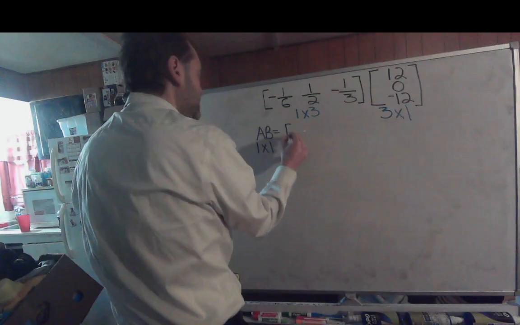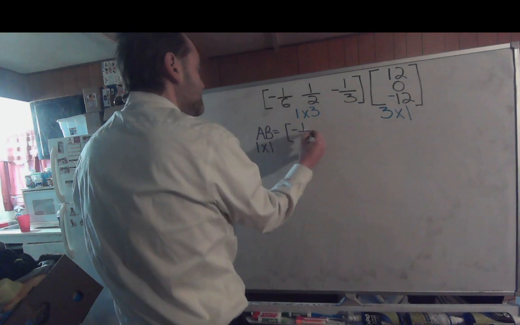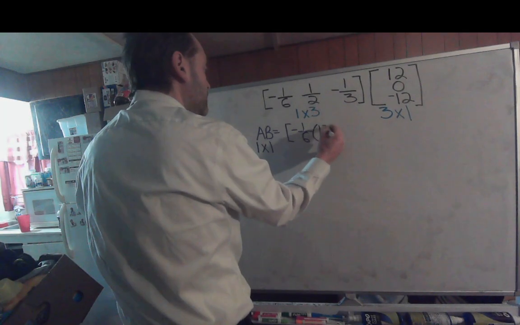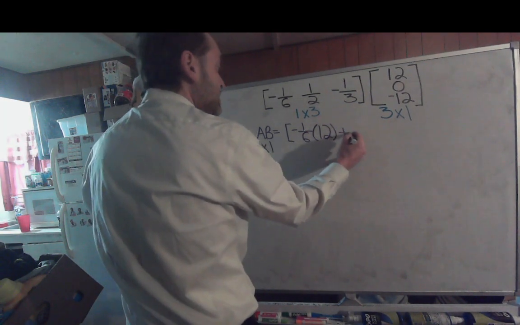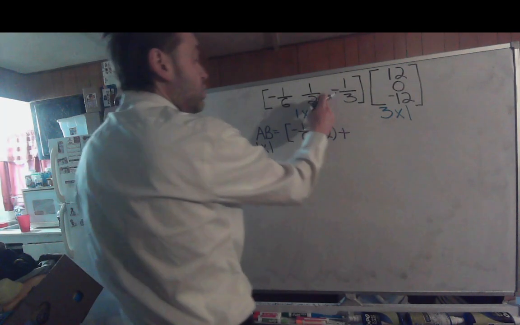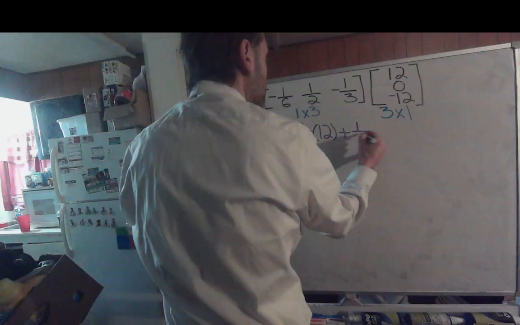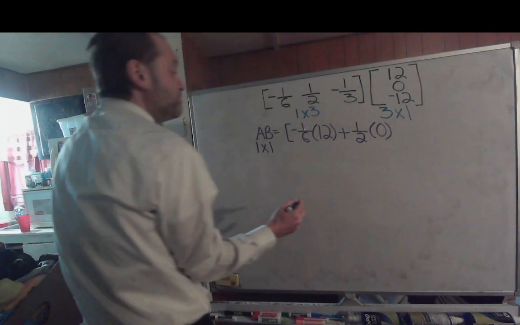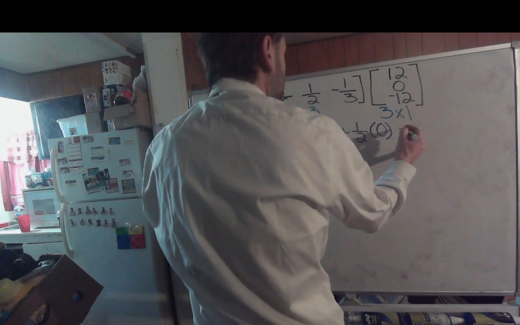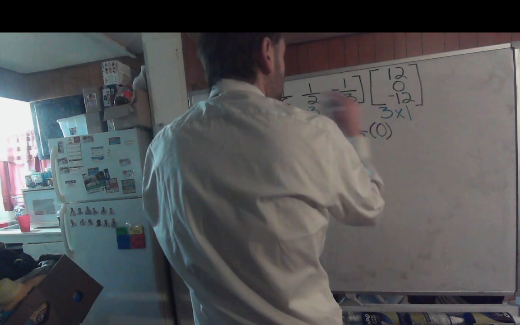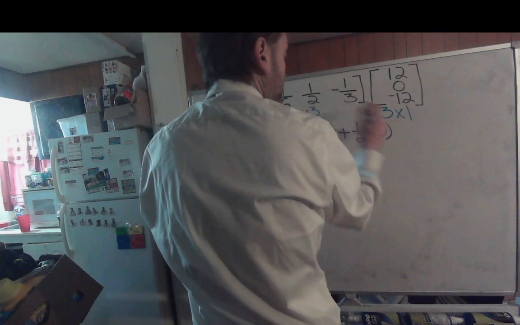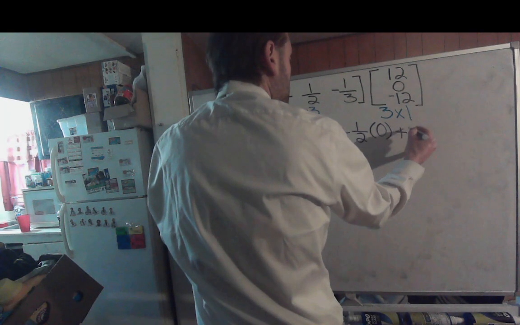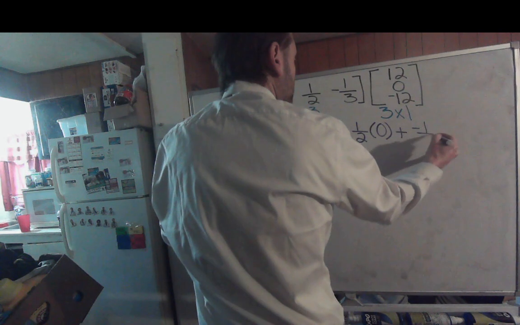So that's going to be equal to negative 1/6 times the positive 12, plus you'll take the second number in the first row and multiply it by the second number in the first column. So that'd be 1/2 times 0. And then you would end up taking the third number in the first row, which would be negative 1/3. You would multiply that times the third number in the first column, which would be negative 12.